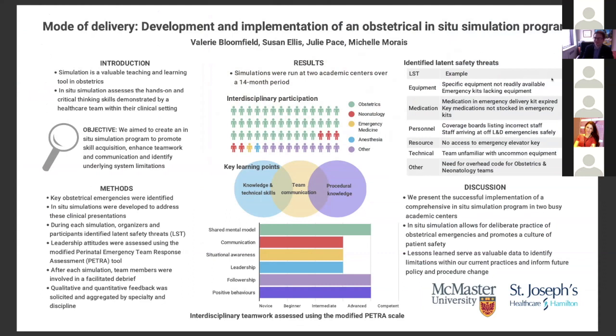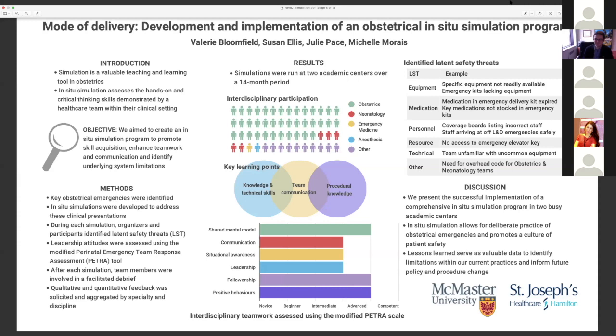I'm Val Bloomfield. I'm one of the OB-GYN residents at McMaster, and we are excited to share our project with you. As we've heard this morning, simulation is increasingly valued as a learning tool, and it's particularly helpful in obstetrical practice because it allows for the deliberate practice of high-risk, low-volume events. In-situ simulation is simulation that's physically integrated into the clinical care environment, and that provides the opportunity to train for uncommon clinical scenarios, assess authentic care teams, and identify systems issues that have the potential to compromise patient care.